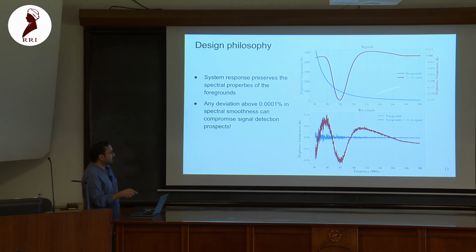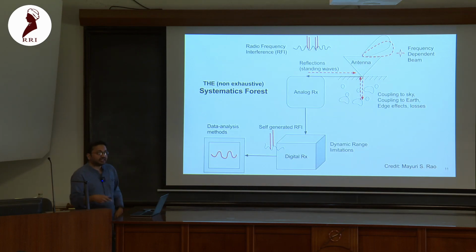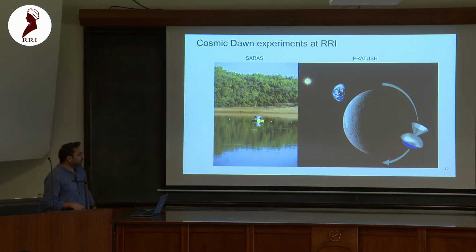Now the problem arises, as I said, because of these systematic forests, and that's where most of the effort in our lab is targeted: how to address all these different ways in which systematics can be introduced. Systematics will always be there, but our idea is to have them so that they do not have spectral modes that are in the 21 centimeter signal. There are two experiments that I'll be talking about. One is SARAS, which is a ground-based radiometer, and its space-based counterpart is Pratyush, which is proposed to be orbiting around the moon, conducting observations on the far side.